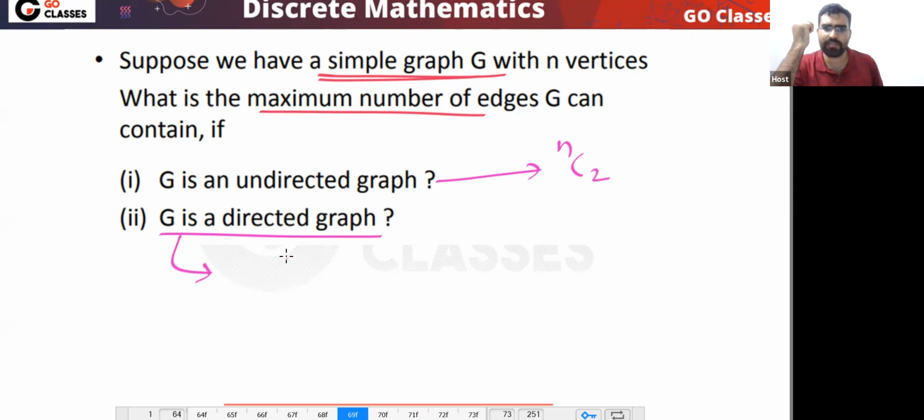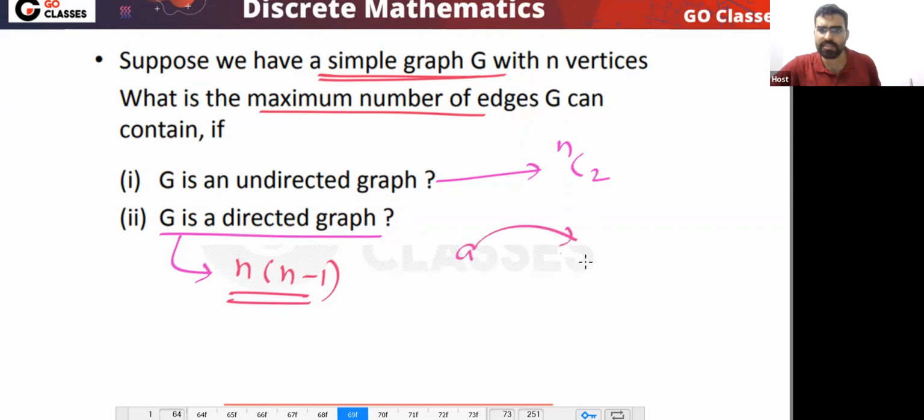For a simple directed graph, the answer will be n into n minus 1, because this is a directed graph, so you have ordered pairs. You can have a simple directed graph, and in that case this is allowed.